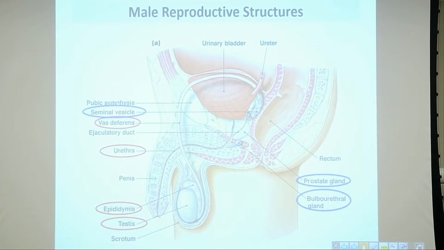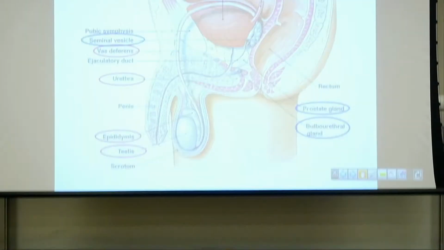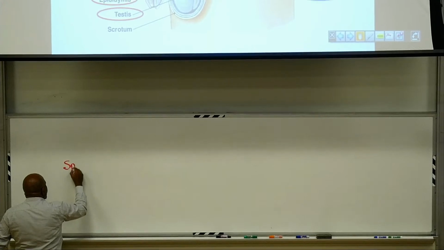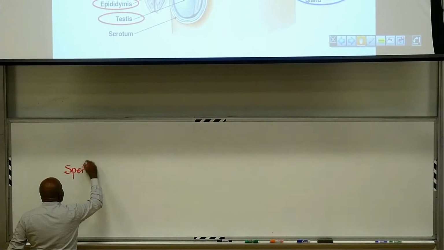So these are the main parts of the reproductive tract; there are also accessory organs. The accessory organs include the seminal vesicle, the prostate gland, and the bulbourethral gland. Normally, when we are talking about sperm, we are talking about only the sperm cells.